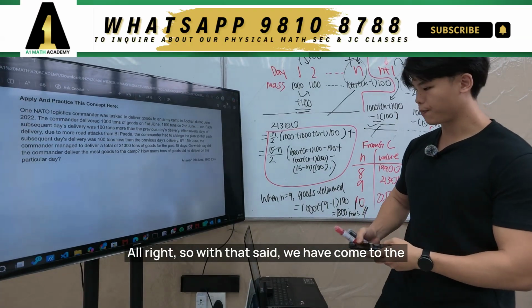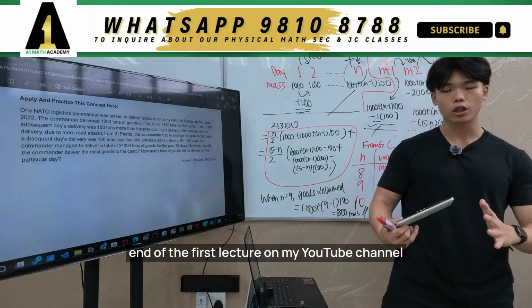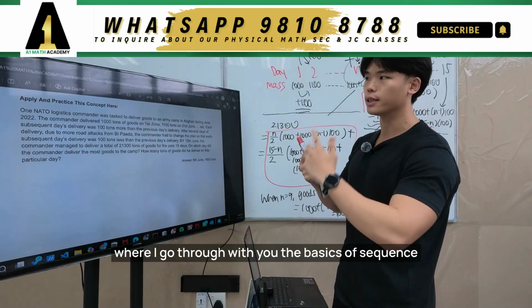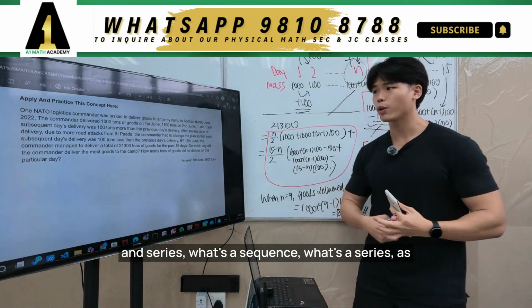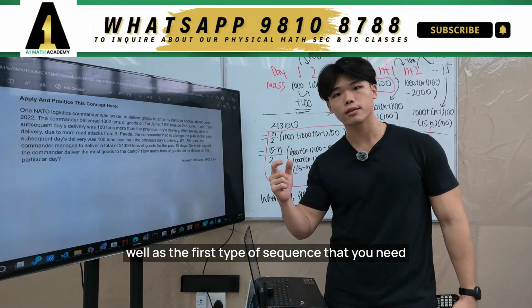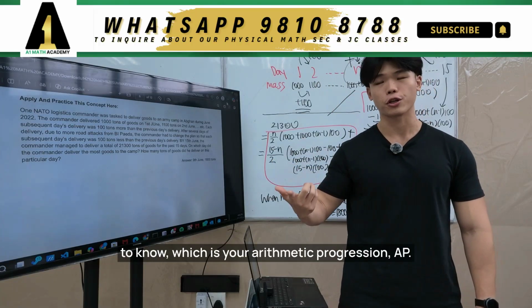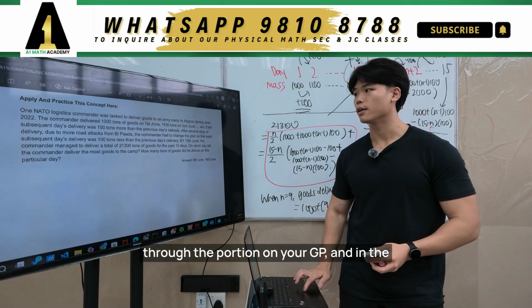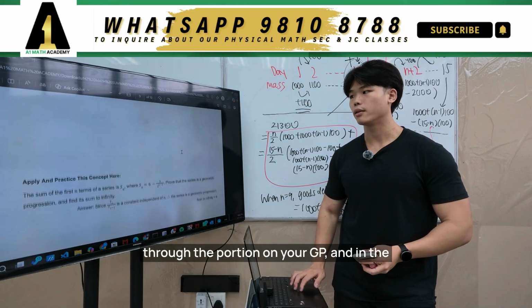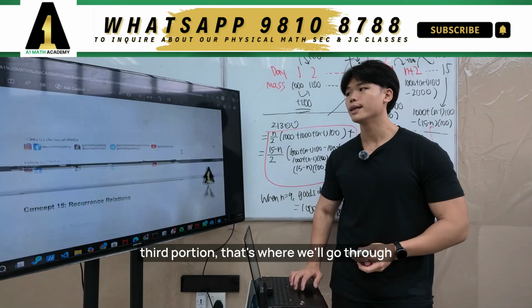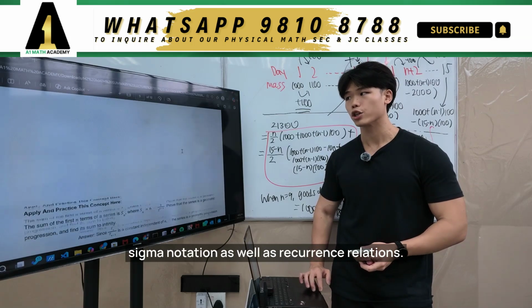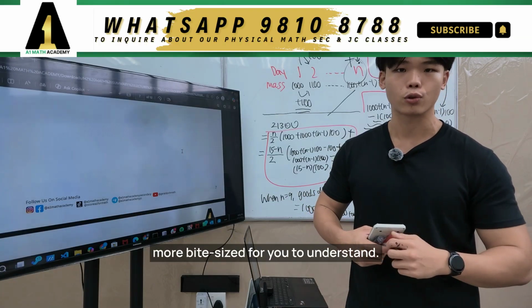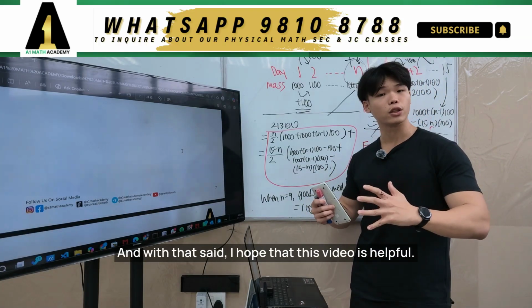Alright, so with that said, we have come to the end of the first lecture on my YouTube channel, where I go through with you the basics of sequence and series, what's a sequence, what's a series, as well as the first type of sequence that you need to know, which is your arithmetic progression, AP. In the next lecture, part 2, we're going through the portion on your GP, and in the third portion, that's where we'll go through sigma notation as well as recurrence relations. So this whole chapter is being broken up into 4 different lectures so that it's more bite-sized for you to understand.